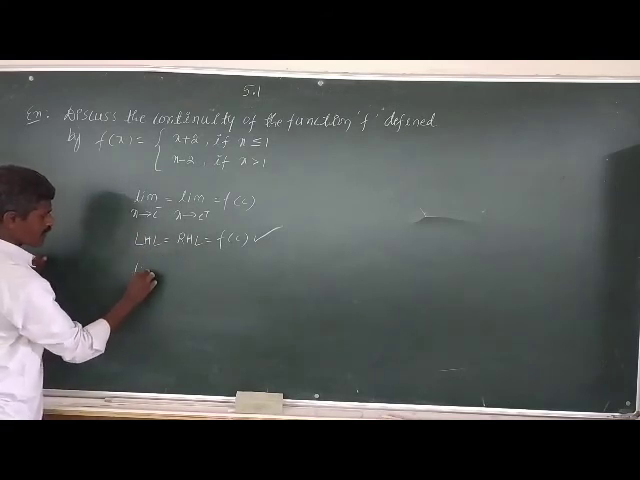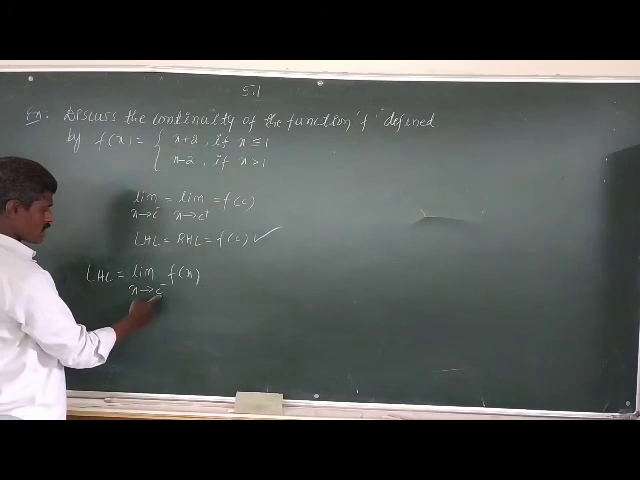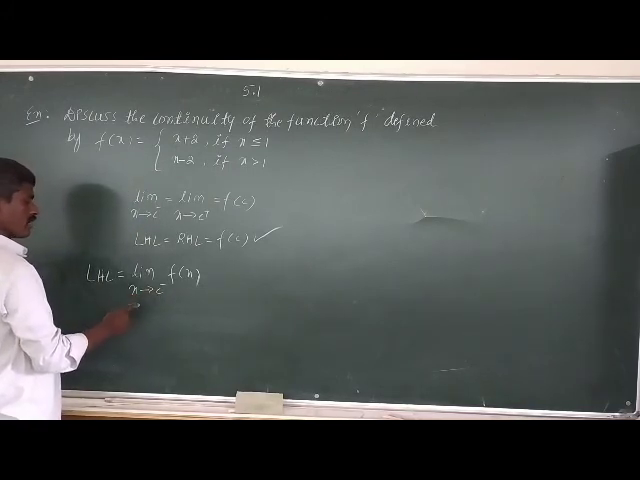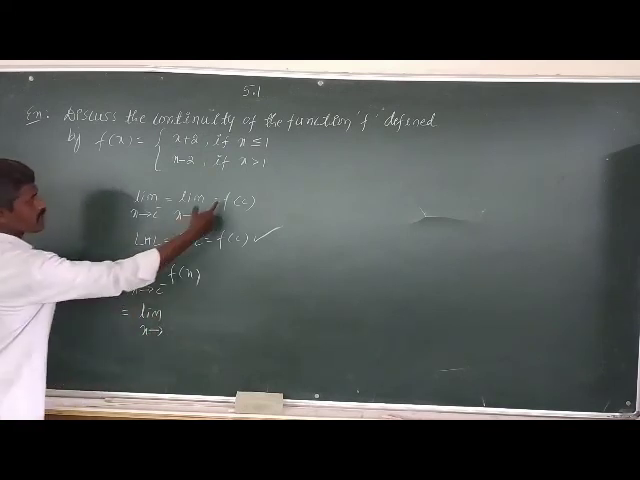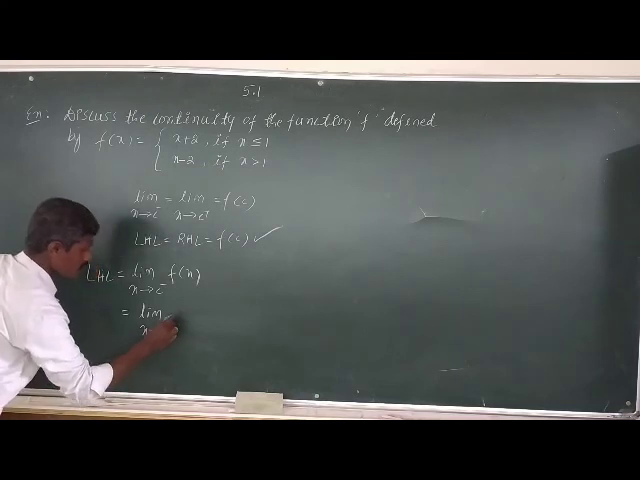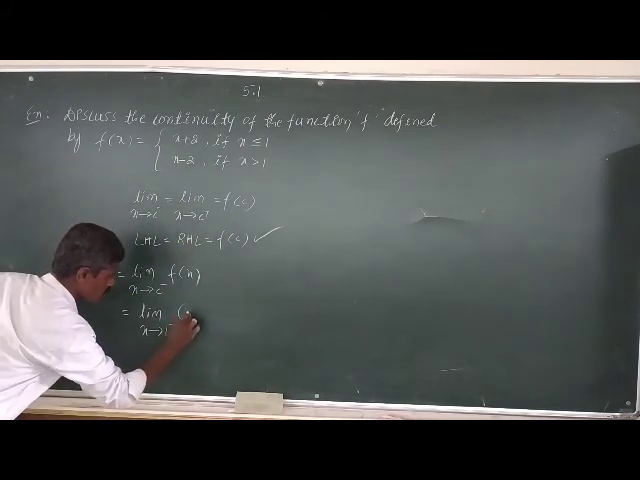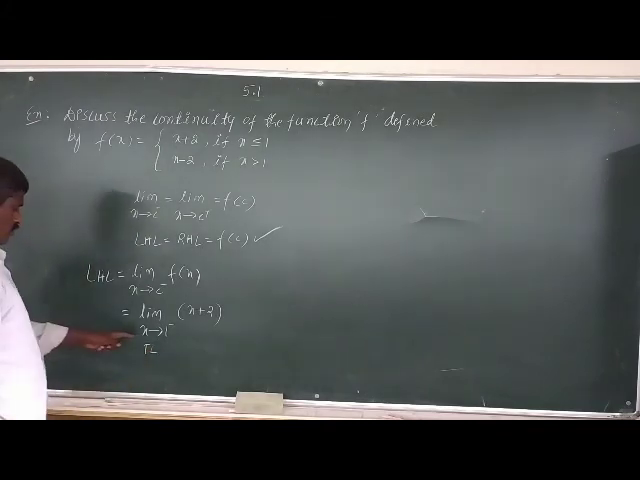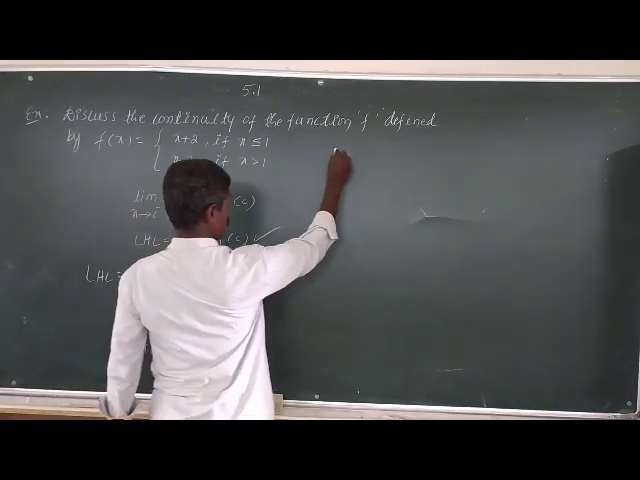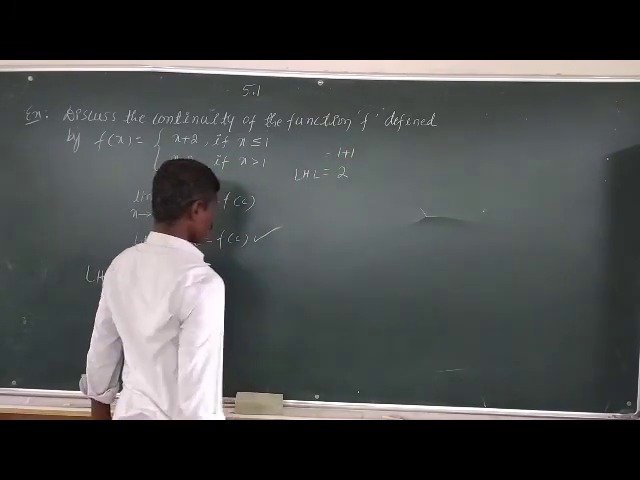First of all, limit as x tends to c minus of f of x. This is the LHL. C minus indicates this is the LHL. So here c is nothing but 1, that is the limit, 1 minus. When x is less than 1, the function is x plus 2. So f of x is x plus 2. Now taking the limit, put the value x equal to 1 here. This is 1 plus 1 is equal to 2. So LHL is 2.